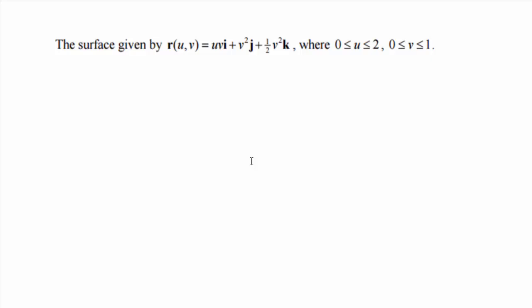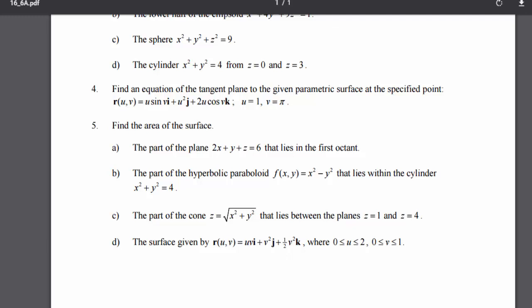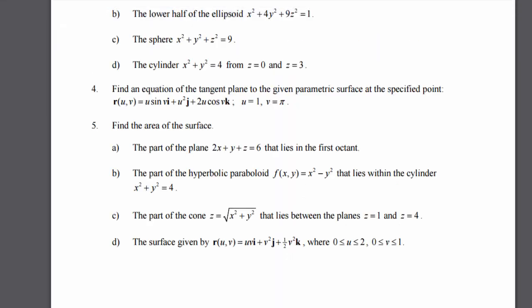You have to choose the right formula. Now you're just finding surface area in this one, right? So find the surface area. You're given the parametric form of the surface: r(u,v) = uv i + v² j + 1/2 v² k. And you're given bounds on u and v, which is nice, because those are your limits of integration. So you just have to remember the formula.